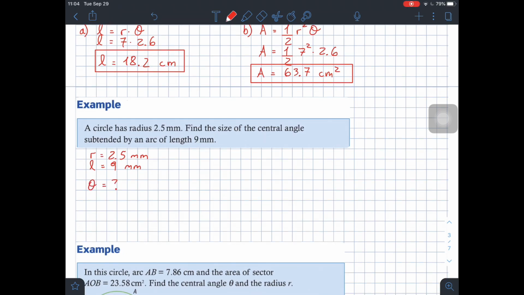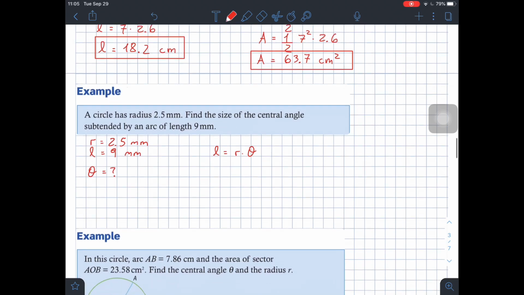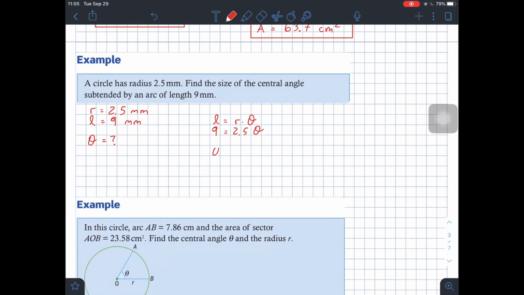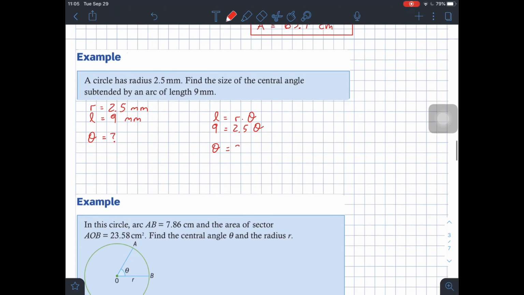That's our variable here. So since we have arc length and we have radius, we can apply the formula, which is that the arc length is equal to r times theta. So we replace the information here, and we're going to be finding theta, which will be in radians according to our formula, right? So this would be 9 equals 2.5 times theta. So then we solve for theta, and we get that theta is equal to 3.6. Remember, this should be in radians. So it's 3.6 radians. So this would be the result.